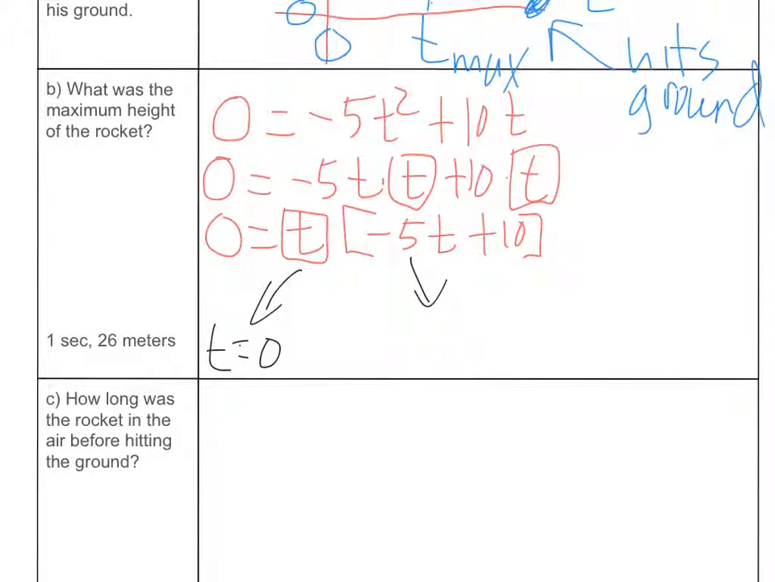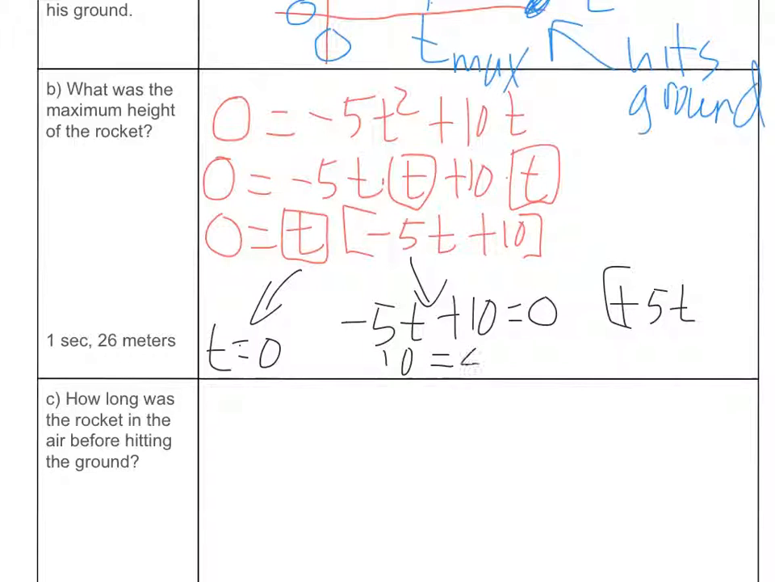And the other one would be -5t plus 10 equals 0. I'm going to add 5t to both sides, so I have 10 equals 5t. That's basically like moving it over to here. And then from that I want to divide by 5.